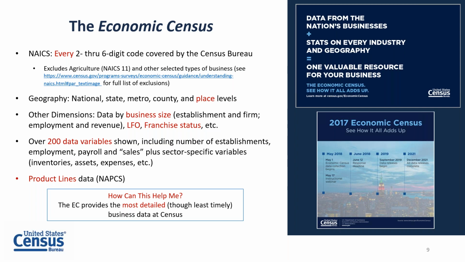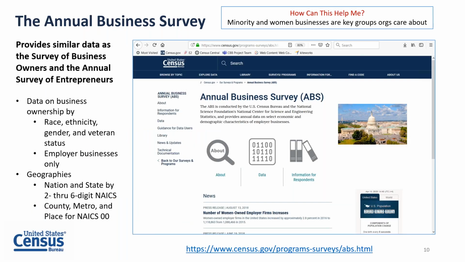Now, a very common question I get when I'm doing presentations about our economic programs is, does the Census Bureau publish information on minority-owned business or on women-owned business? The answer is yes. We do a survey now every year called the Annual Business Survey, ABS, that publishes information on the race, ethnicity, gender, and veteran status of the business owner. This program replaces something that we used to publish every 5 years called the Survey of Business Owners, or SBO.